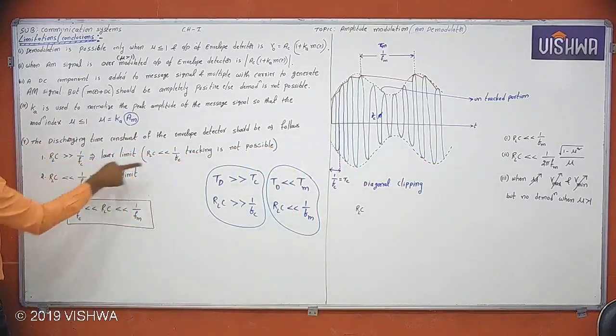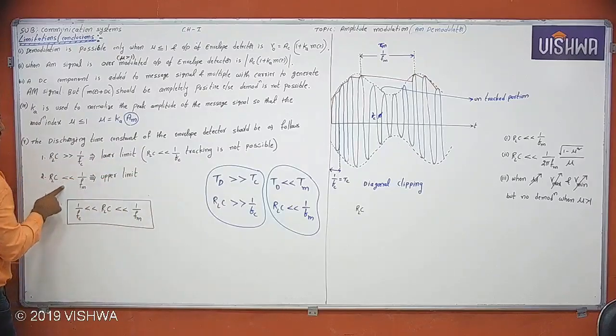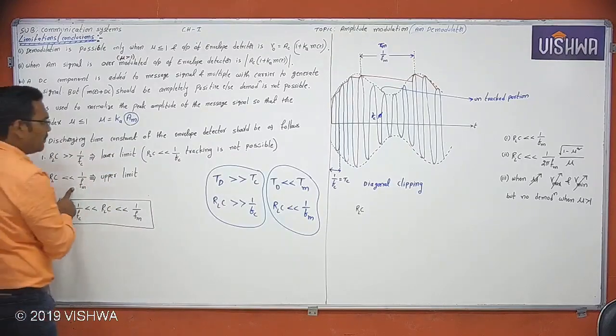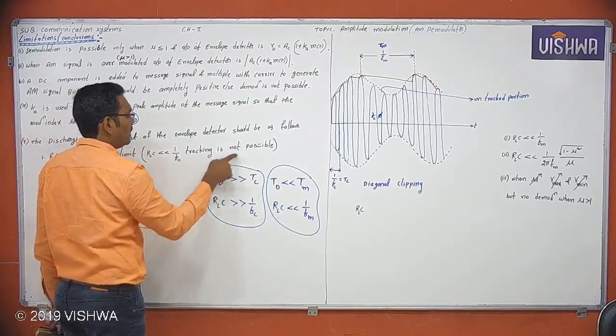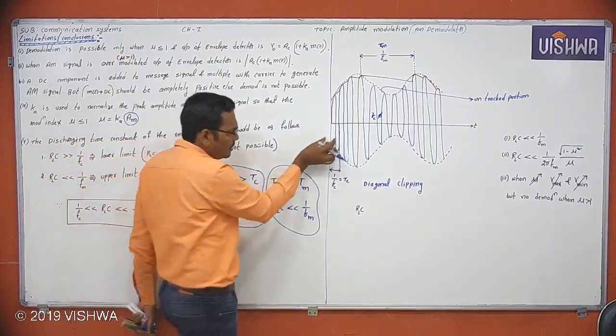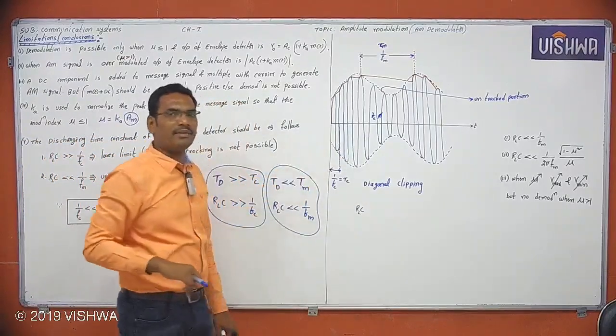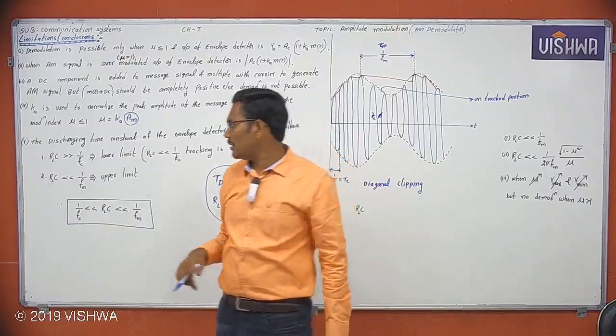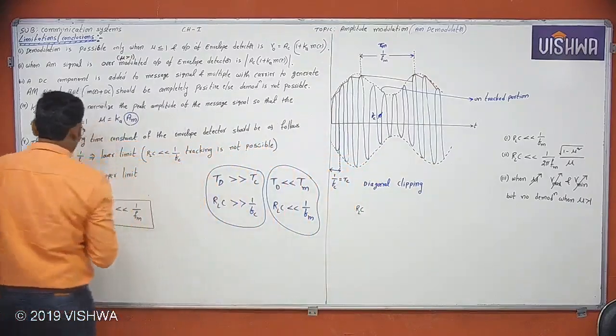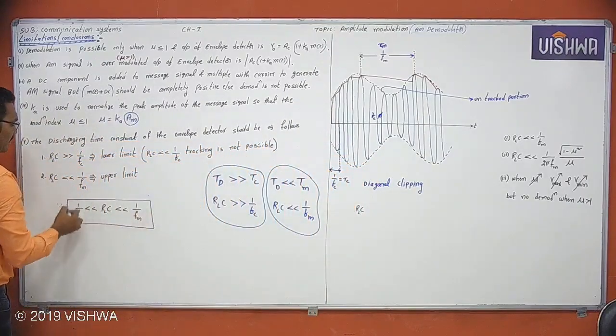So this is the lower limit: RL into C is far greater than 1 by FC. This is the upper limit: RL into C is far less than 1 by FM. Okay. Sir, why this condition? If this condition fails, what happens, we will also see. If RL into C is less than 1 by FC, tracking is not possible. Why? Because now the charging and discharging happen over a carrier frequency, because in the AM signal, the frequency is FC. Okay.